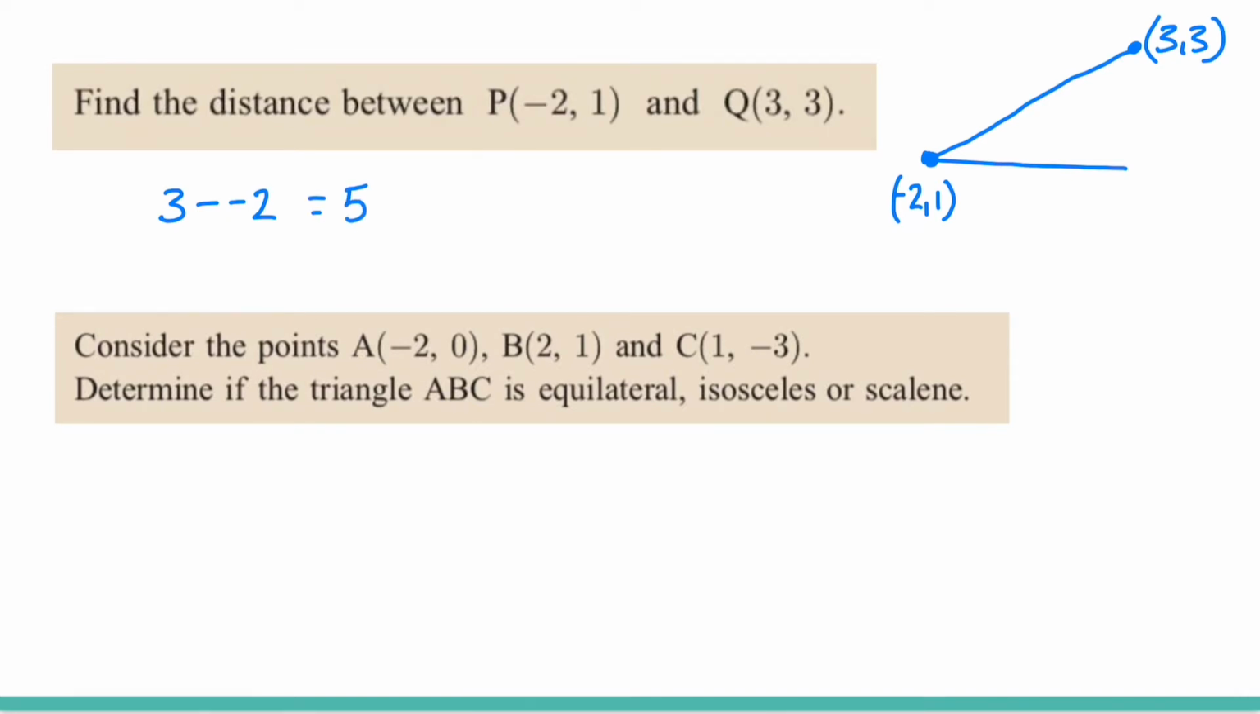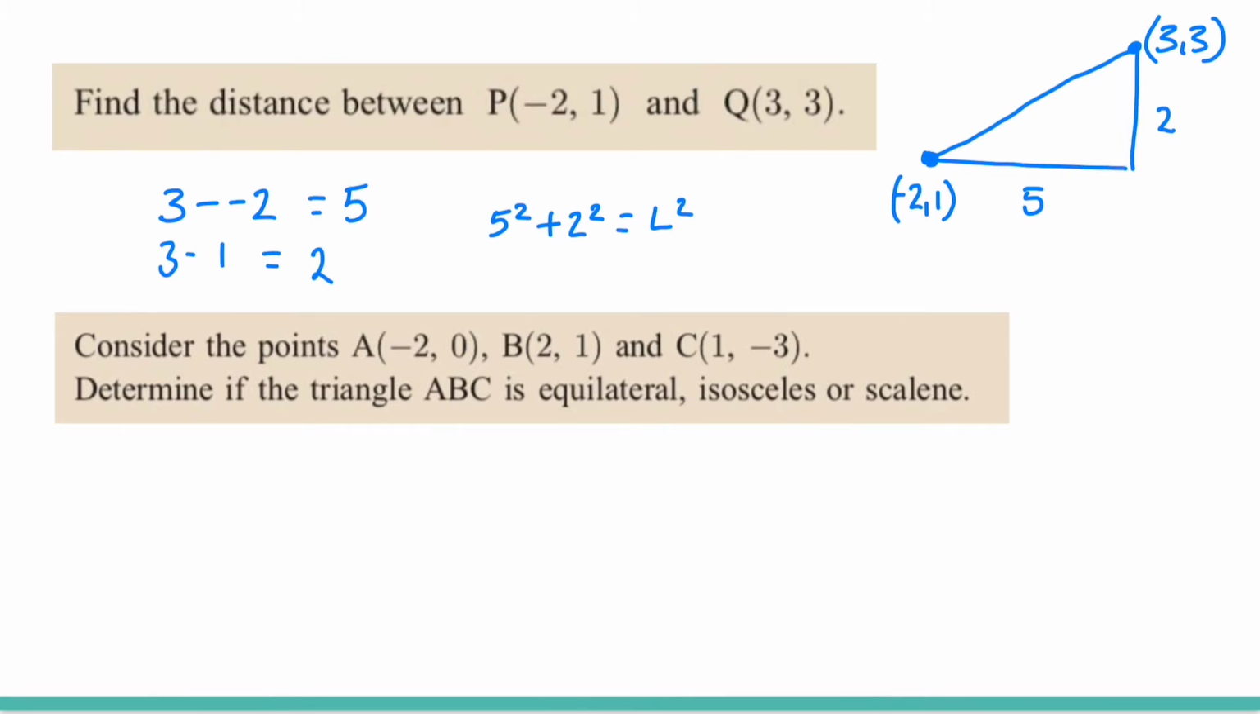So think about the number line going from -2 to 3. And then I'm going to do the same on the y. So I'm going to subtract the 2. So 3 minus 1, and that gives me 2. So I've gone up by 2 and across by 5. And now I can use that to do Pythagoras. So I square the two smaller sides, and that gives me the length of the longer side.